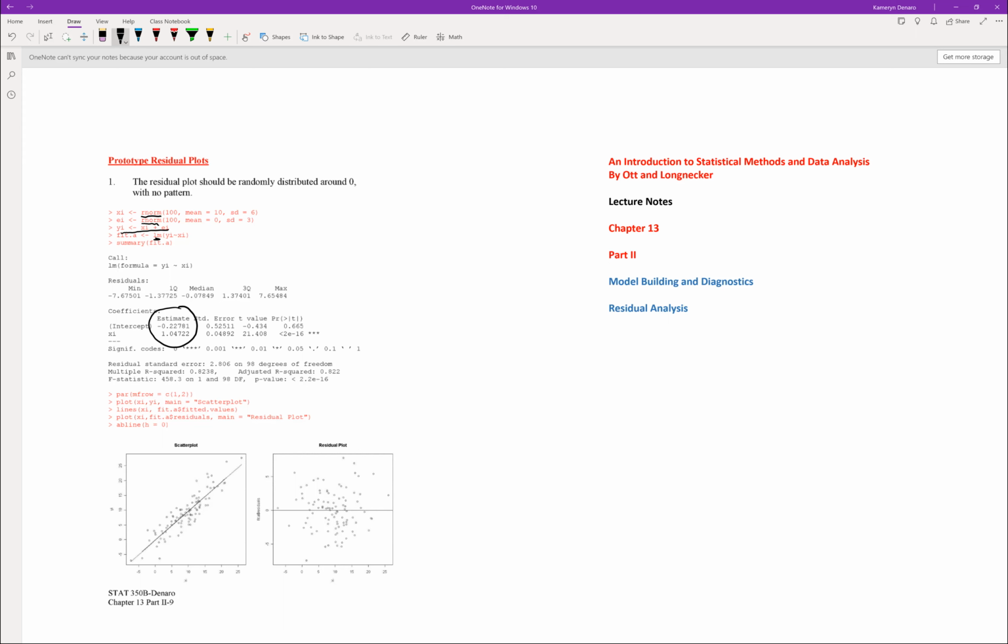So it looks pretty good at estimating the slope between x and y. We get an adjusted R-squared value of 0.822. And we get a scatter plot, and we can see that the points lie on a line and they're scattered. And our residual plot looks pretty random. So this is a case where things are looking pretty good.